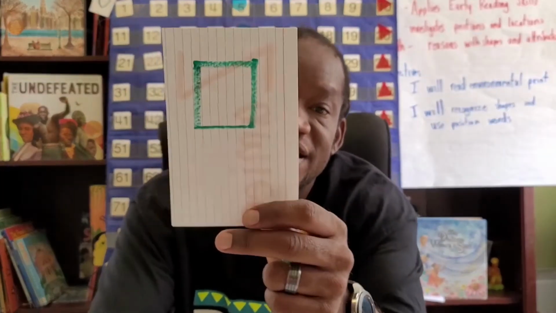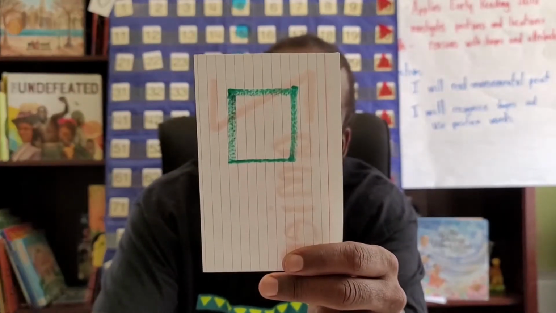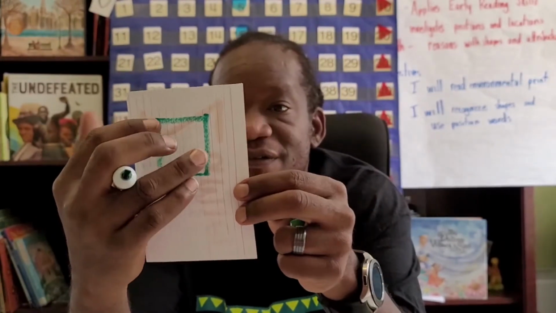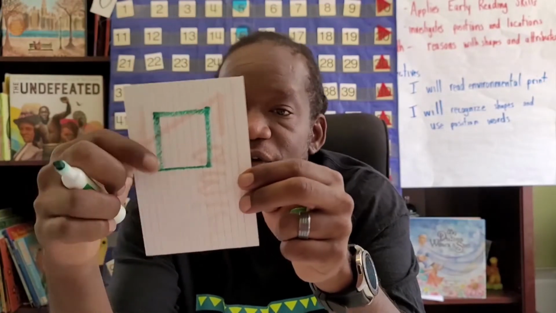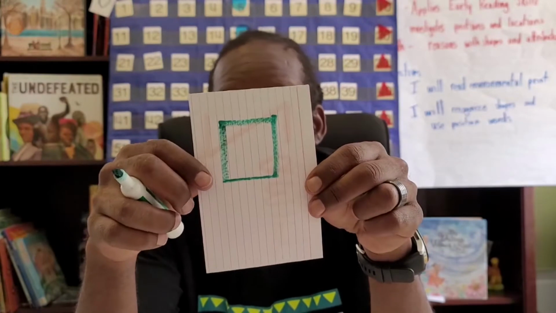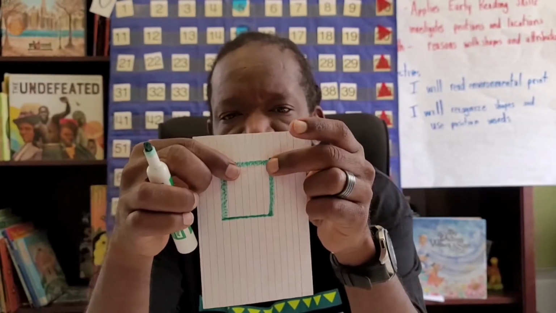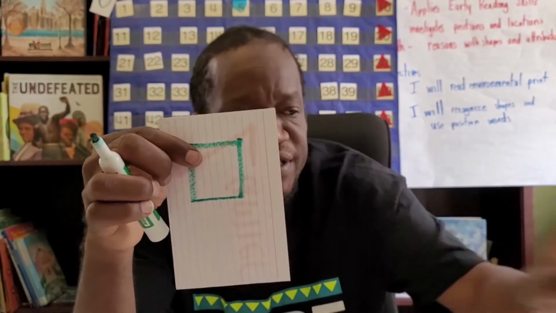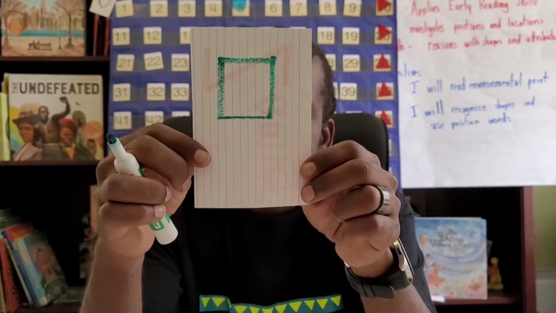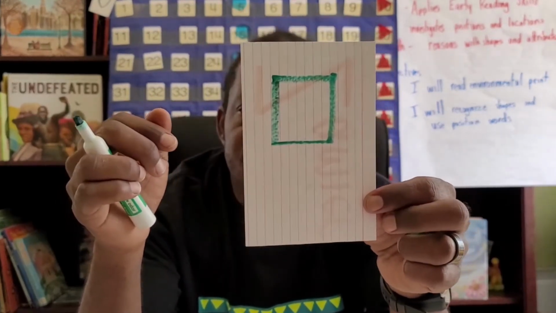I made a square. How many sides does my square have? 4. 1, 2, 3, 4. It has 4 sides and also 4 corners, which sometimes are called vertices. But it has 4 sides and 4 corners. And this is my square.